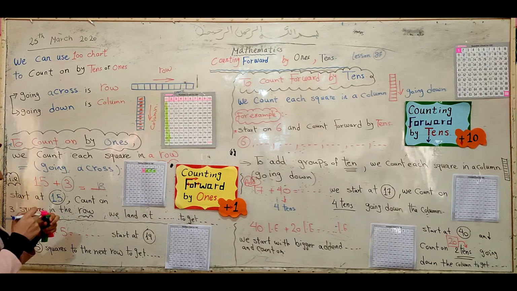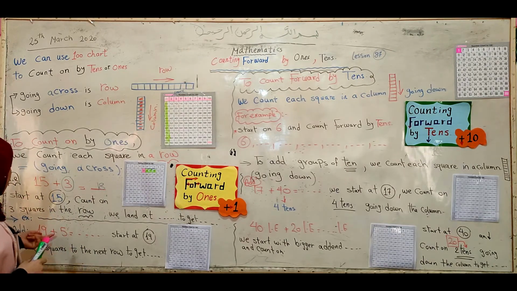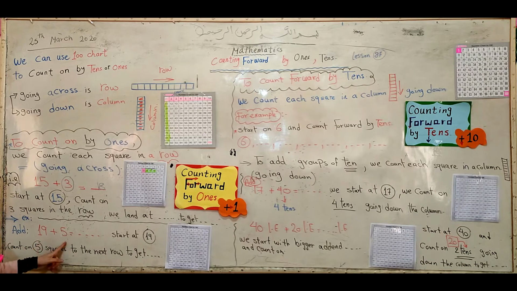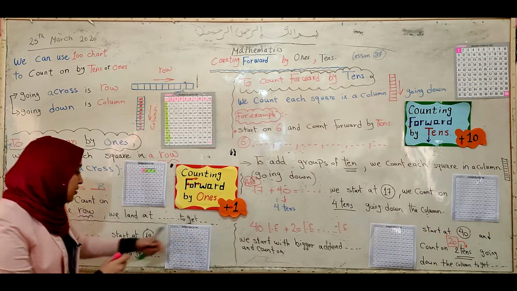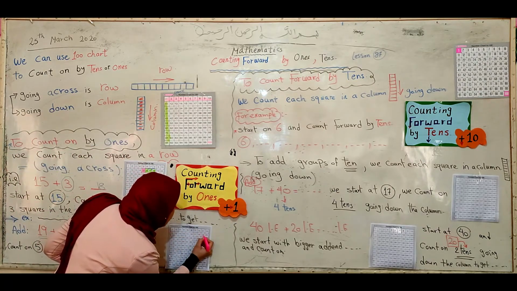So when we take this example, add 19 plus 5. Here we start at number 19. In each example we start with the greater addend. Which is the greater addend here? I have 19 as the greater addend. So I start with number 19. Where is 19 here? It's here. So I stand here.